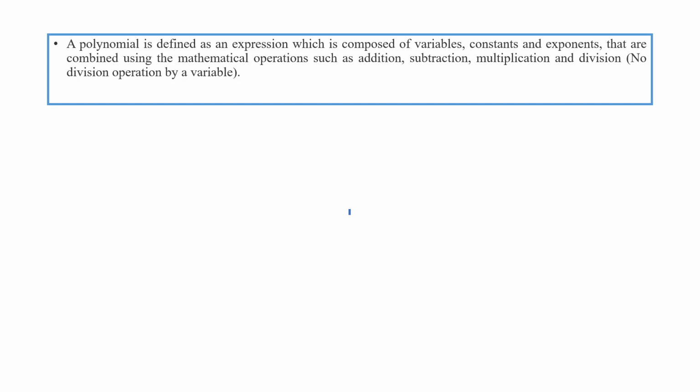A polynomial is defined as an expression composed of variables, constants, and exponents, combined with mathematical operations such as addition, subtraction, multiplication, and division. But no division operation by the variable. Based on the number of terms present in the expression, it is classified as a monomial, a binomial, and a trinomial.